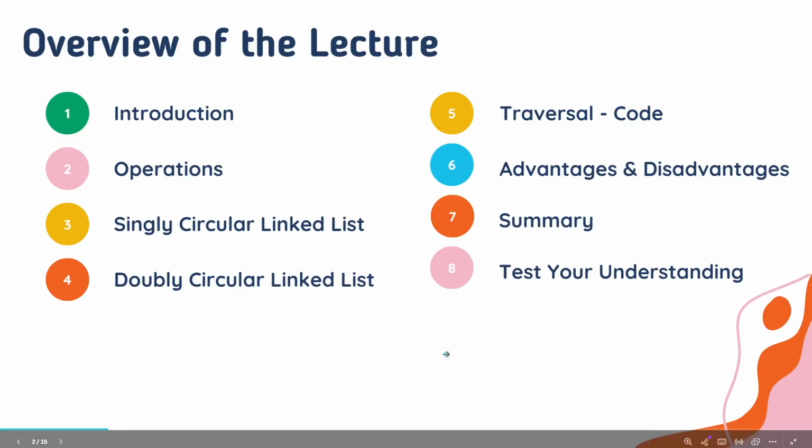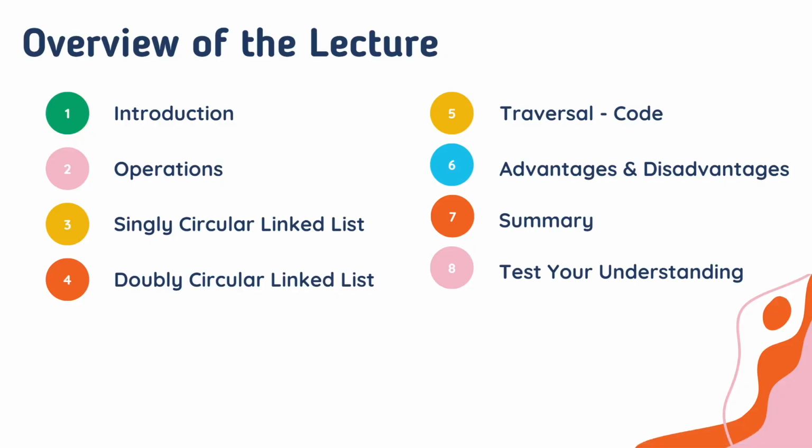So, this is the overview of this lecture. First, we will see an introduction to what circular linked list is. Then we will be seeing what are all the operations that are permissible on a circular linked list. Then we will see how to do operations on a singly circular linked list, how to do it in a doubly circular linked list. Then we will be seeing the routine for doing traversal in a circular linked list. Then we will be discussing what are all its advantages and disadvantages, then a summary and some questions to test our understanding of the concepts.